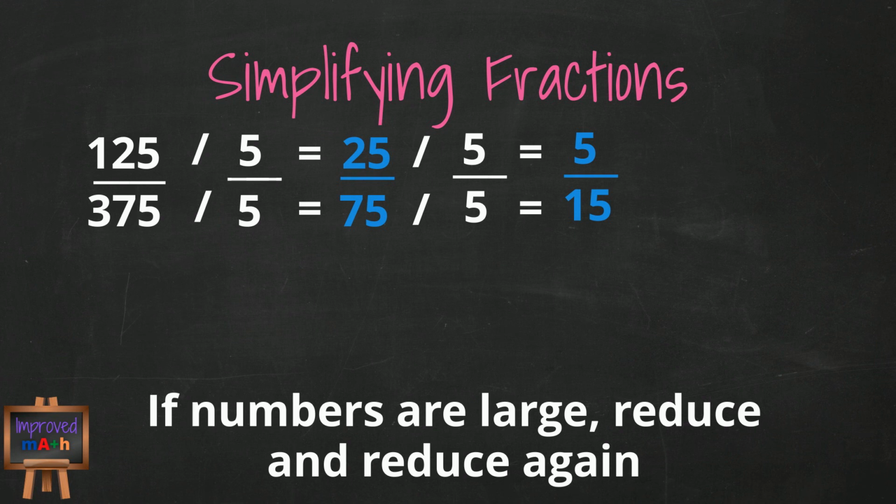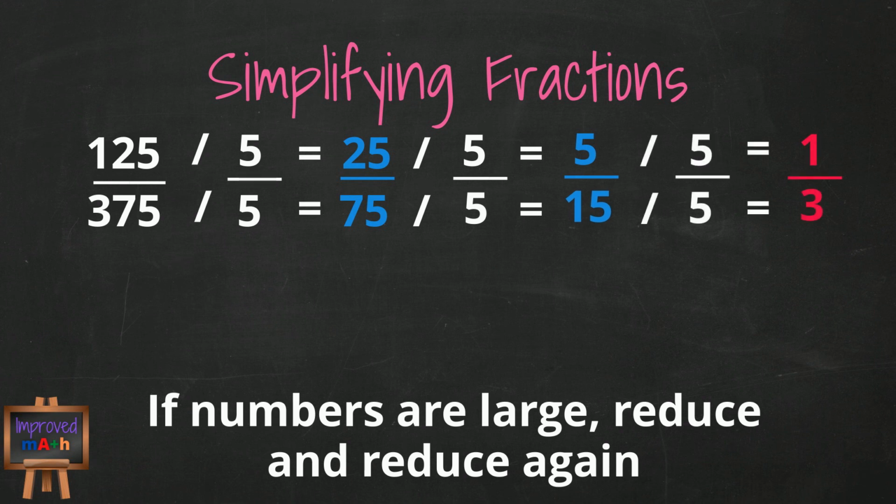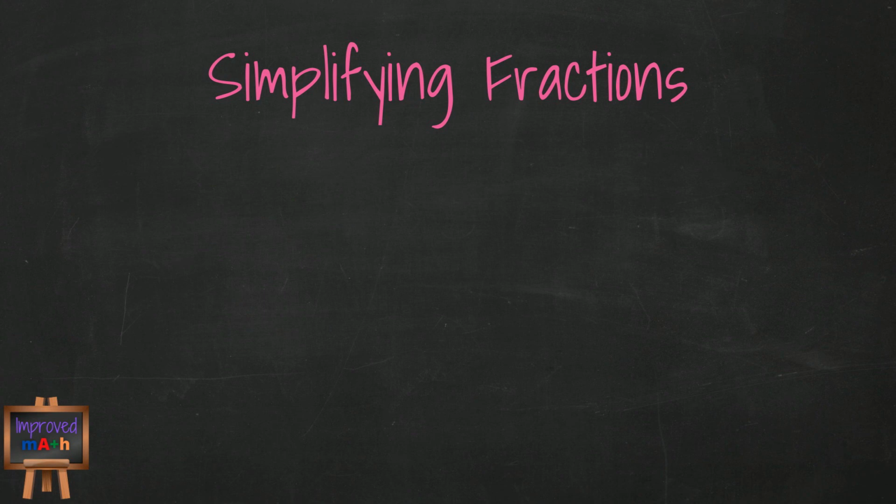Well, can we take it one step further? We know 5 goes into 5 one time. 5 goes into 15 3 times. So now the fraction of 125 over 375 has been reduced all the way down to 1 over 3. If both the numerator and denominator were even, you could divide by 2 until the numbers get to be more manageable. There's lots of ways to do it.